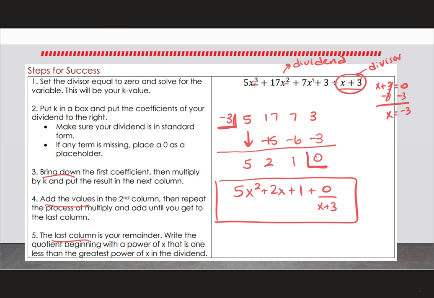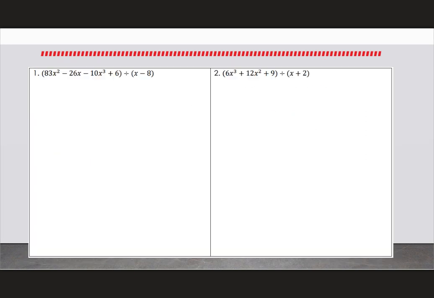Let's look at a couple more examples. So here, x minus 8 is our divisor. We're going to set that equal to 0. Go ahead and add 8 to both sides. So x is 8. So 8 goes in our little box.